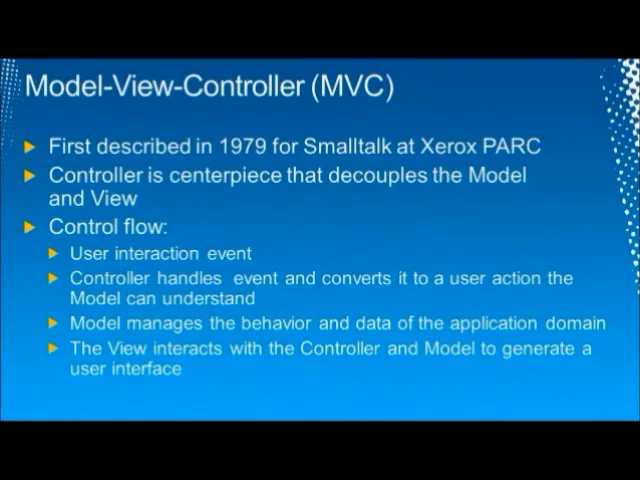So you have something like a user interaction event coming in. The controller grabs the event, converts it to a user action that the model can understand. The model, that's the behavior of the data, the business logic and the data for the application domain. The view interacts with the controller and directly with the model to generate a user interface.